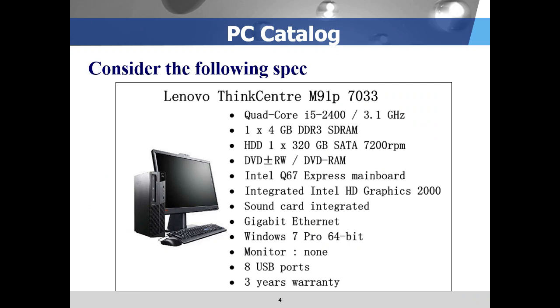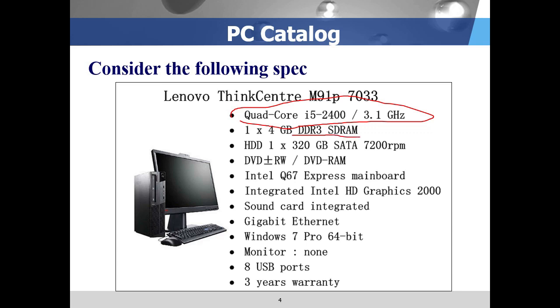Here shows you a typical computer specification. In the list, we have different components described. The first is the CPU, which is a quad-core i5 CPU, which is not the latest one. And then you have the main memory. We call it DDR3, which is the version of the main memory.